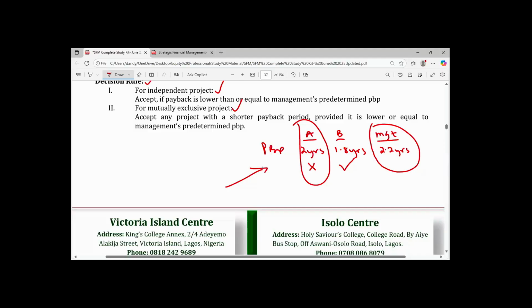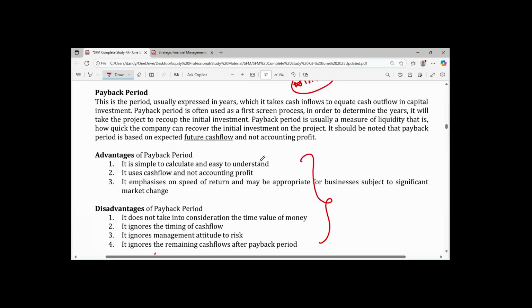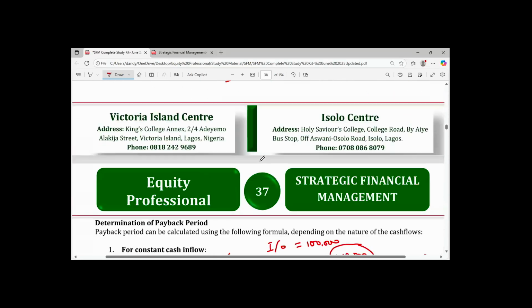But if the management predetermined payback period is given to you, then you don't need to say that. Just say the project will pay back within 2 years relative to the management predetermined payback period of 2.2 years. So this means that this project is financially viable and should be undertaken. That's all. So that's the decision rule for payback period. Let's move on to the next one. So that's all about payback period. It's as simple and straightforward as that.